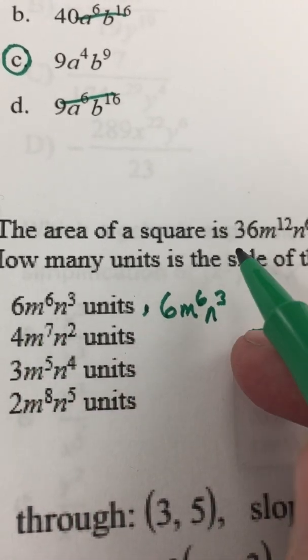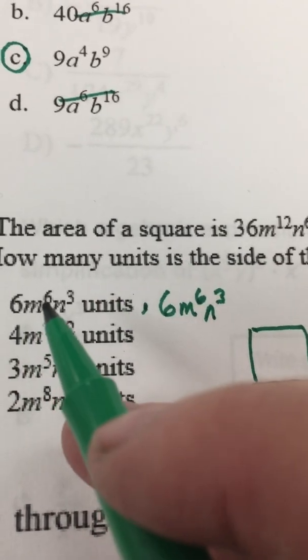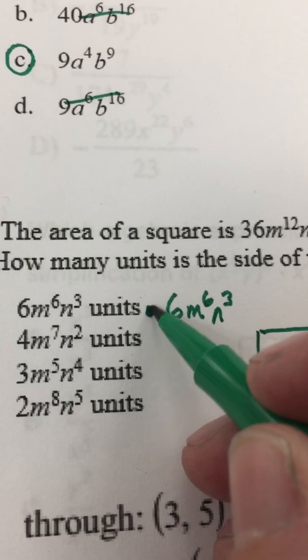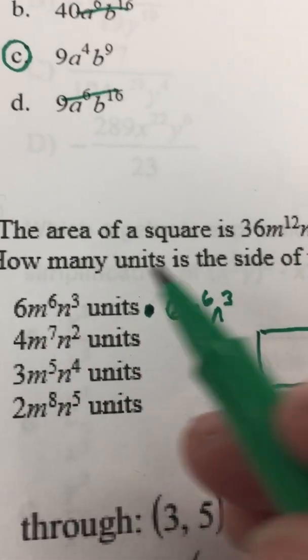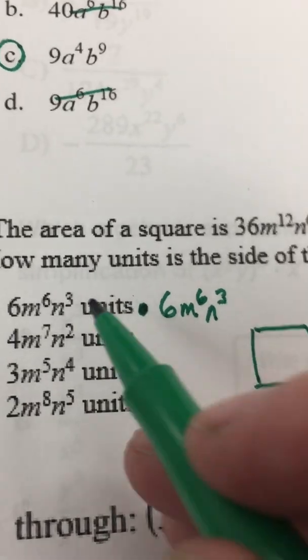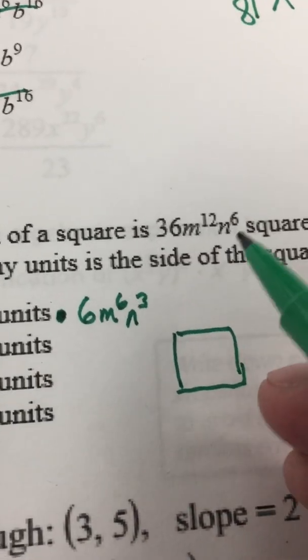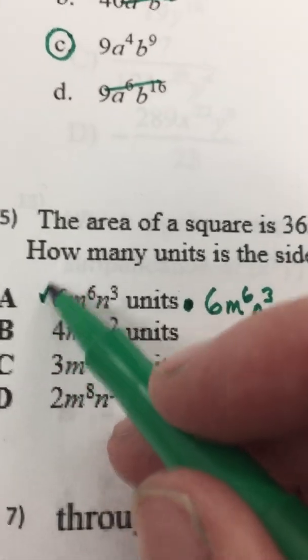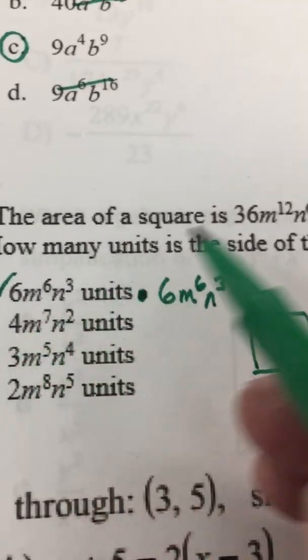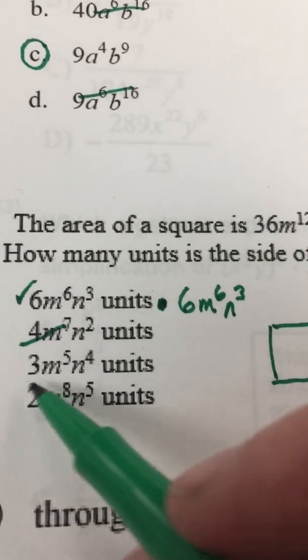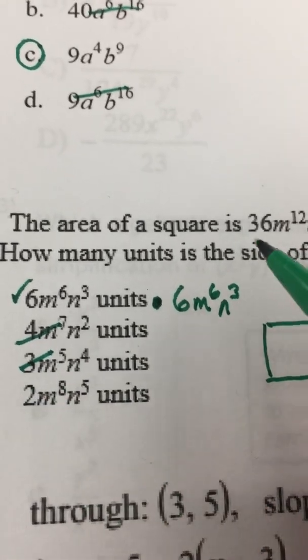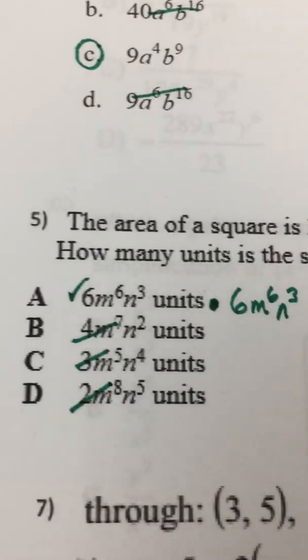6 times 6 is 36. When we're multiplying, we add the exponent. So 6 plus 6 is 12. 3 plus 3, because the n's go together, 3 plus 3 is 6. I'm thinking it's the very first one. I'm going to double check. 4 times 4 is not 36, so cross that one off. 3 times 3 is not 36, cross it off. 2 times 2 is not 36, cross it off. So A was the right one.